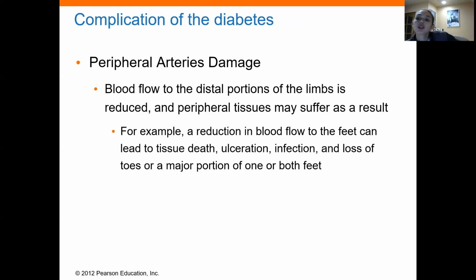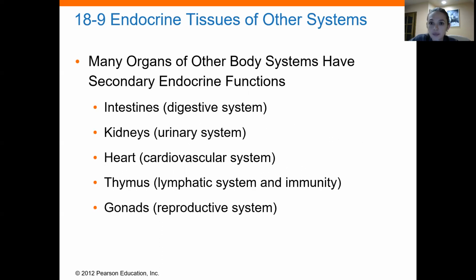Peripheral arterial damage is rather common during diabetes mellitus. Blood flow to the distal portion of the limbs is reduced, and peripheral tissue may suffer as a result of poor delivery of nutrition and oxygen by the blood. For example, reduction in blood flow to the feet can lead to tissue death, ulceration, infection, and loss of a toe or a portion of one or both feet.